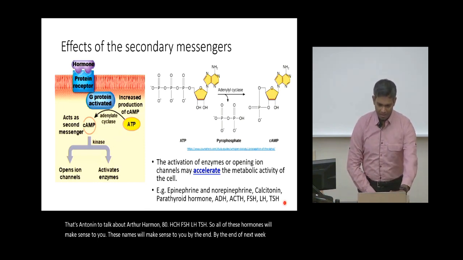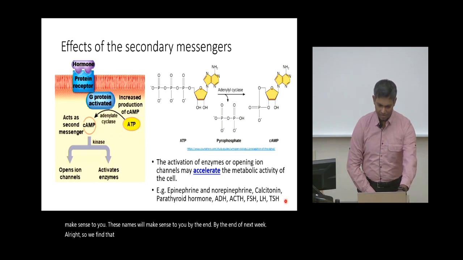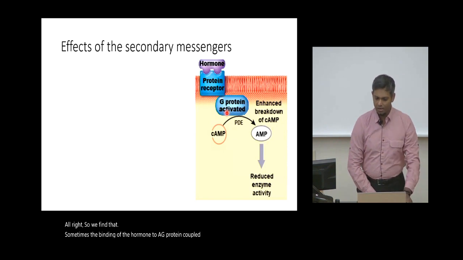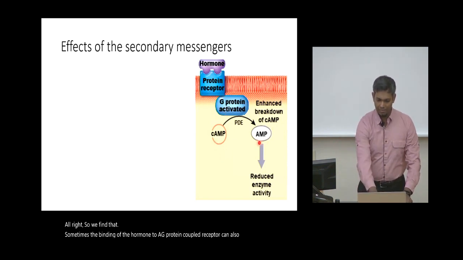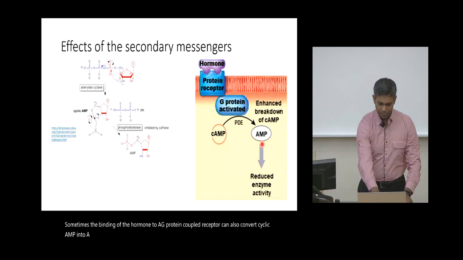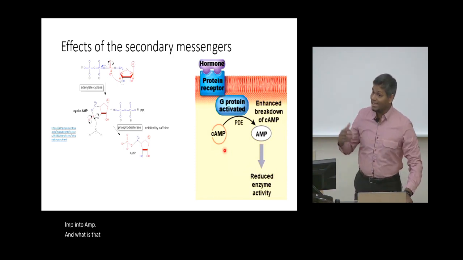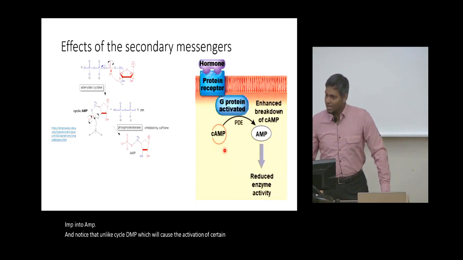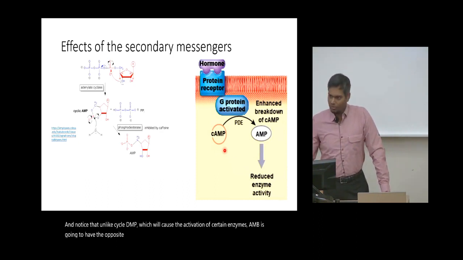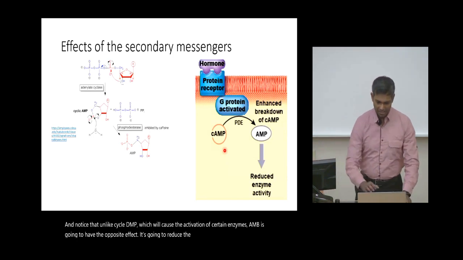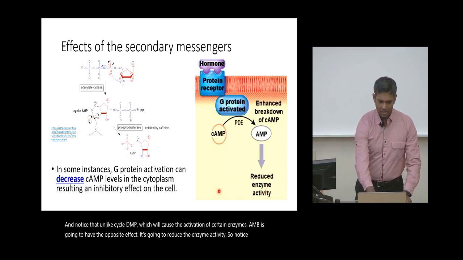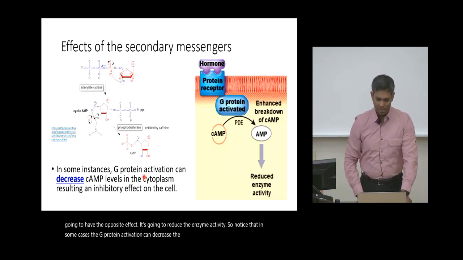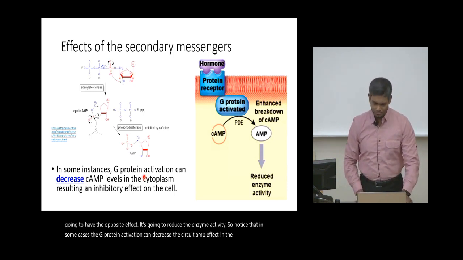All right. Sometimes the binding of a hormone to a G protein coupled receptor can also convert cyclic AMP into AMP. And notice that unlike cyclic AMP, which will cause the activation of certain enzymes, AMP is going to have the opposite effect. It's going to reduce the enzyme activity. So in some cases the G protein activation can decrease the cyclic AMP effect in the cytoplasm.